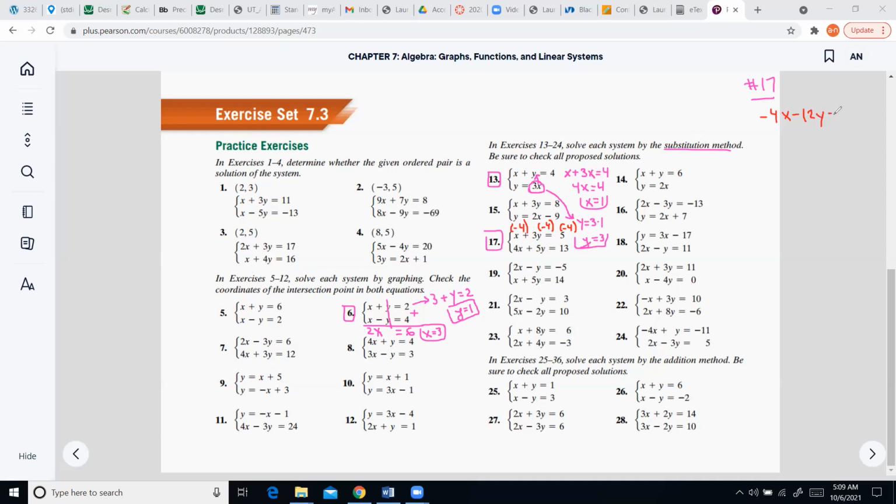And this is equal to -20. So this is my first equation. And then I copy second equation the way it is. It's 4x and 5y added with it. And this is equal to 13.